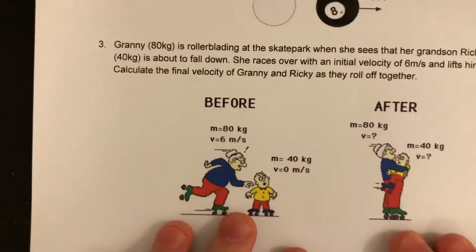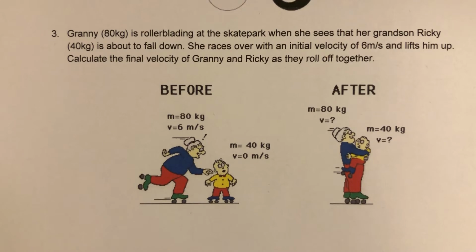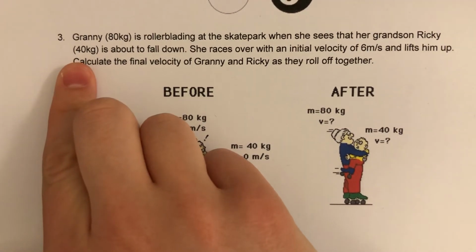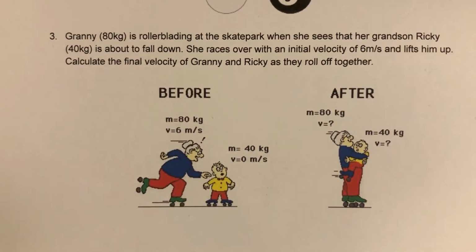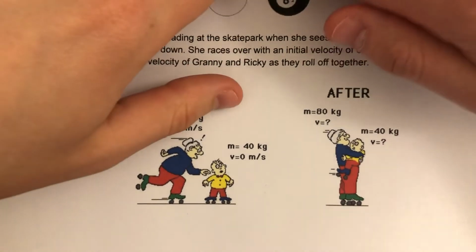Okay, so the last problem that we'll have on the test is Granny and Ricky. Granny, who's 80 kilograms, is rollerblading at the skate park when she sees that her grandson Ricky is about to fall down, and Ricky is 40 kilograms. She races over with an initial velocity of 6 meters per second and lifts him up. Calculate the final velocity of Granny and Ricky as they roll off together.